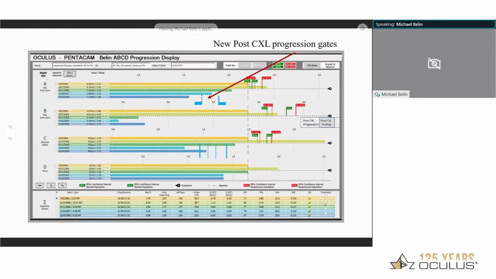Eventually, once we get that information, we're analyzing the data now. This is what you will see, and that will be new gates, probably using the color blue to indicate post cross-linking, but they won't appear until after a certain period, whether it be 1 year or 2 years post cross-linking. And again, this will allow us to determine when and if patients need retreatment. We do know that some patients probably do need retreatment, and we need a way to follow these patients long term.